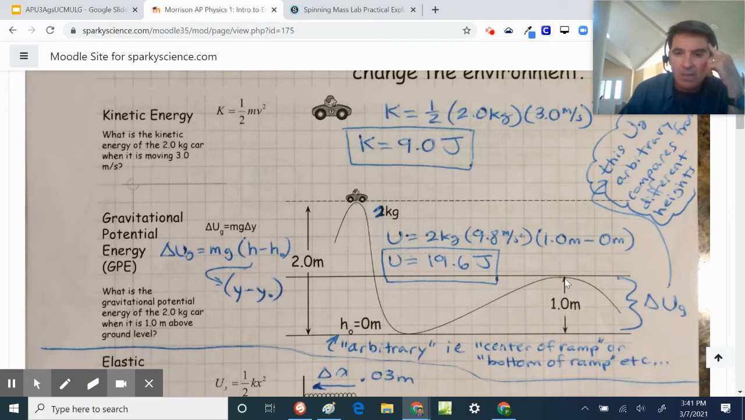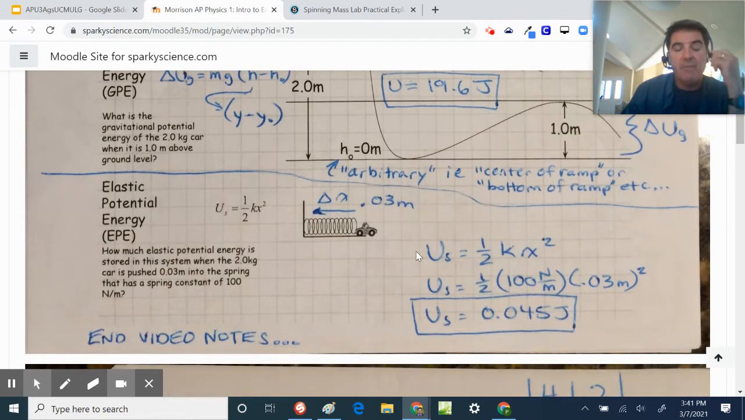We're talking about right here. So when it is 1 meter above ground level, it has the potential to fall 1 meter. And so the gravitational potential energy is going to be 2 kilograms times 9.8, which gives us the weight, times the height. And later on, you'll see why we're talking about sometimes from beginning to end. Right now, we're talking about just at this point.